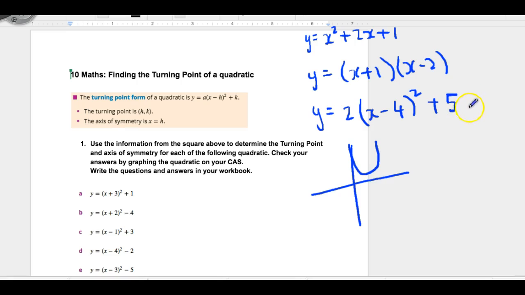Now the turning point form I like the best because it tells us, as it says, the turning point. The turning point is where it goes from decreasing to increasing. So it's your turning point. The factorized form is also nice because it tells us where our x-intercepts are. So we'll cover that another time. The expanded form isn't as helpful, but we can use that for the quadratic formula, which is what we're going to cover in a few weeks' time.